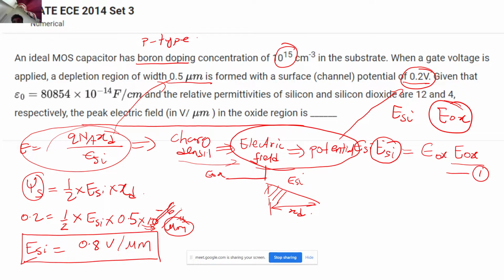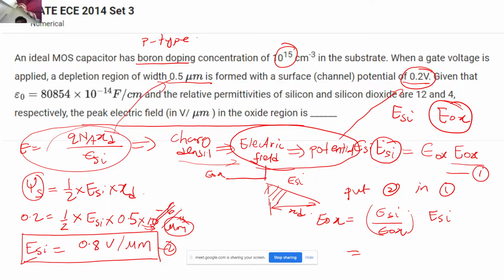And now as somebody had suggested to use equation number 1, right? So put 2 in 1, correct? So EOX will become what? Epsilon SI upon epsilon OX into ESI, correct? So epsilon SI has been given to me, so it is 12 by 4 into ESI, which is 0.8, correct? Volts per micrometer. So the value of EOX that you will be getting will be nothing but 2.4 volts per micrometer, correct? So this is the value that we have.